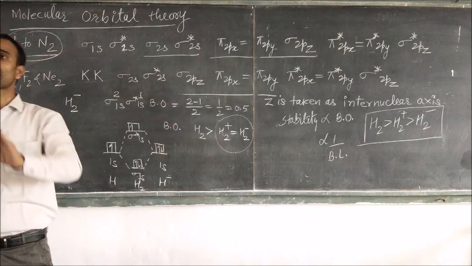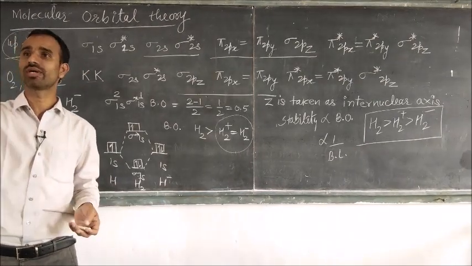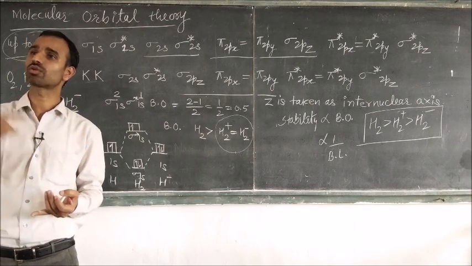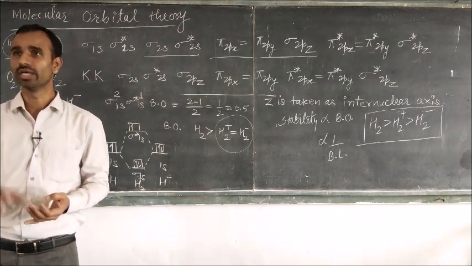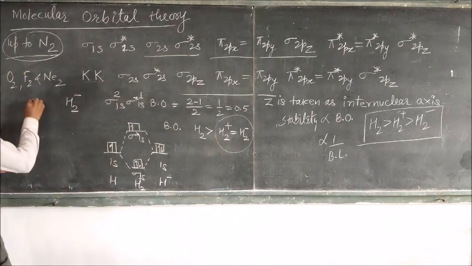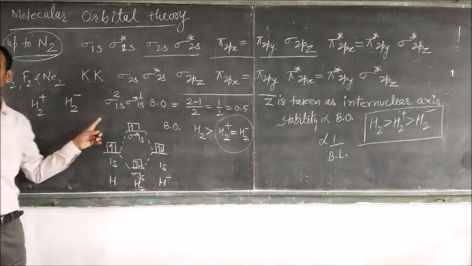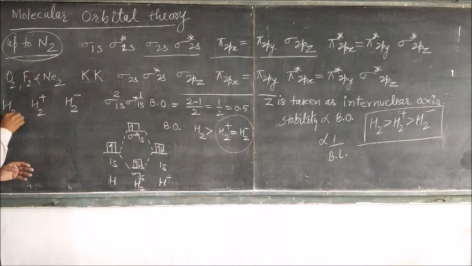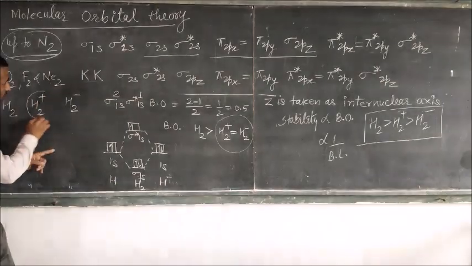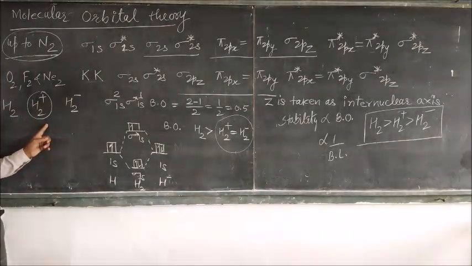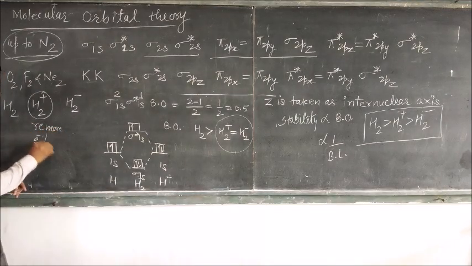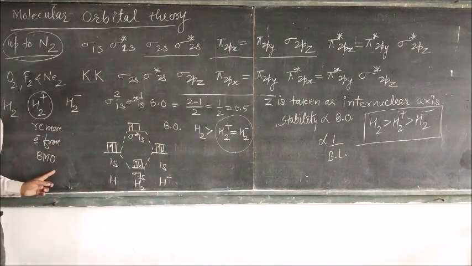When we add an electron in anti-bonding, that decreases the stability more than when we remove an electron from bonding. See, H2 plus and H2 minus are both less stable than H2. But H2 plus's stability decreases because we remove an electron from the bonding molecular orbital.